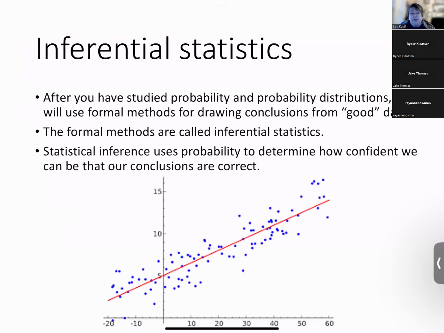Now that's descriptive statistics. What's inferential statistics? Now this is just one example of inferential statistics, and I'll talk about this example in just a second. But after we've studied probability and distributions, we're going to use formal methods for drawing conclusions from our good data. So we can say, I'm 90% confident that the population mean is between these two numbers.